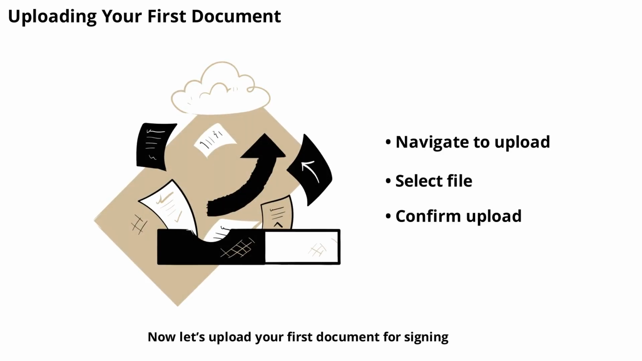Now, let's upload your first document for signing. Navigate to the document management section of your help desk software. Click the Upload button, select your file, and confirm the upload. Make sure the document is clear and complete before sending it for signature. This step is straightforward but essential for starting your document signing workflow.